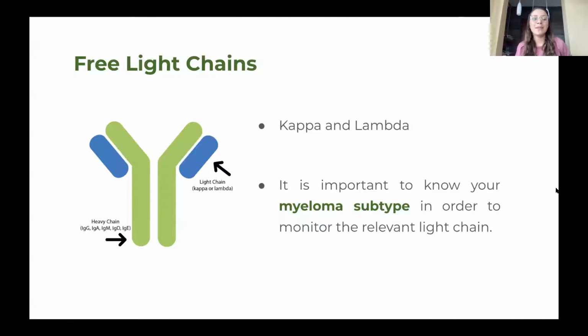So remembering the structure that we already mentioned about the immunoglobulin, which is the protein that is being overproduced by the plasma cells, one part of this structure is called the light chain. As I already mentioned, this light chain can be either kappa or lambda, the one that is being overproduced. And it is important to know your myeloma subtype in order to be able to monitor the relevant light chain. For example, if you are IgG kappa, you will want to focus on monitoring the kappa and the IgG.